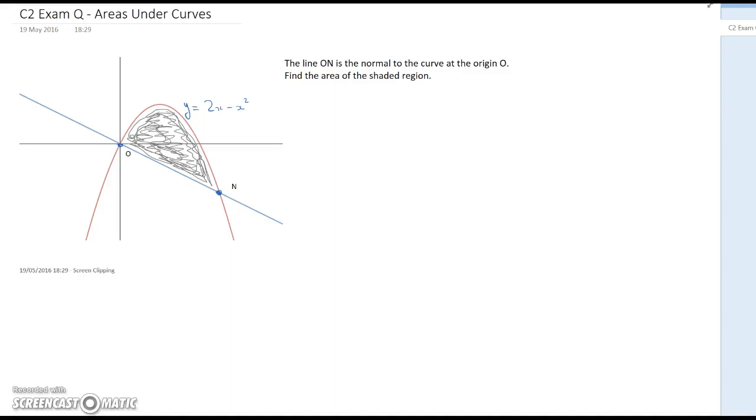Okay, we're going to look at areas under curves and also areas between lines and curves. So it's all about integration, but also there's some tricky bits of information that you're given to get started. You're told the line here is the normal, so this here is a normal to a tangent. So I've got to work out the gradient at that point.